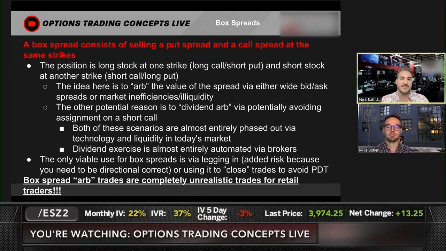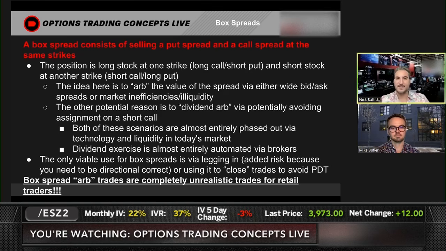So a box spread consists of selling a put spread and selling a call spread at the same strikes. So the position itself is long stock at one of the strikes. So your long call and your short put, synthetically, that's a long stock position. And then short stock at another strike. So your short call and your long put, those are at the same strike. That's your short position. So you're long and short at different strikes, and you're doing the transaction for a net credit. If you were to do that transaction just being long stock and short stock, that would trade at zero.